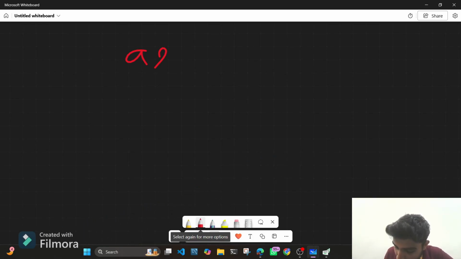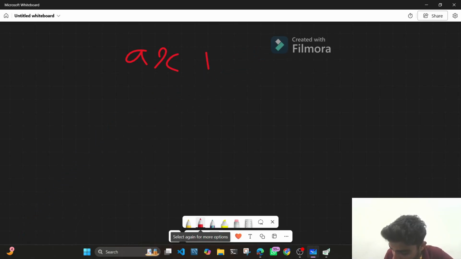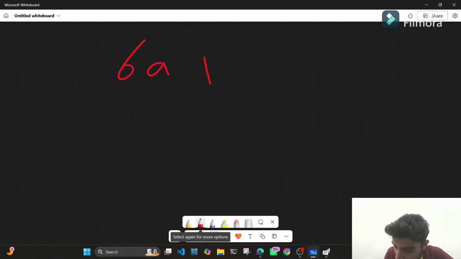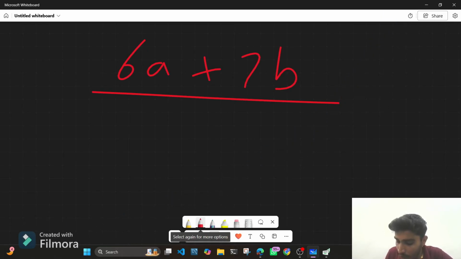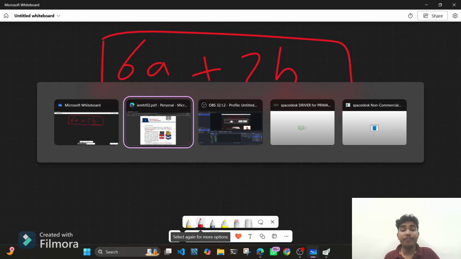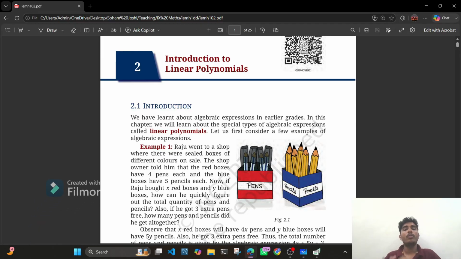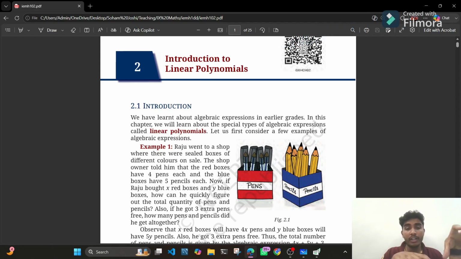So in class 8, you may have learned algebraic expressions. Basically, algebraic expressions are expressions that include variables such as a, b, c, d, x, y, z, any of the letters, right? So we have a, b, ax, or let's say 6a plus 7b. This is what we call an algebraic expression. So then what are linear polynomials? Okay. So we have a special type of algebraic expressions that are called linear polynomials.